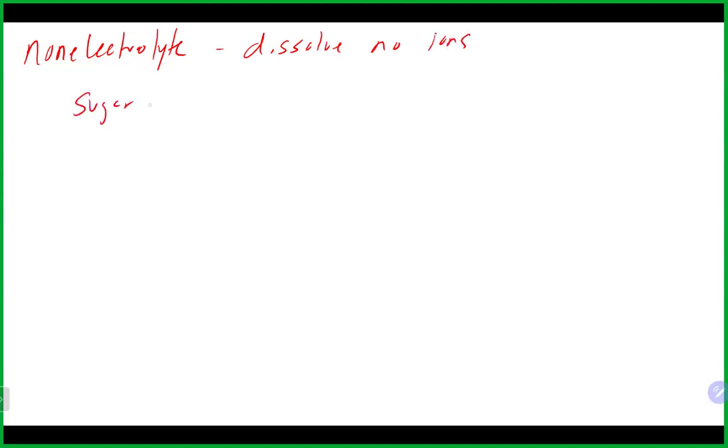A non-electrolyte will be something that will dissolve, but the deal here is you get no ions. So I think sugar is an example of that we use. You can take sugar, it will dissolve in water, and you will get aqueous sugar, but because sugar is basically covalently bonded, it's all carbons, hydrogens, and oxygens, you don't create any ions. And because you don't create any ions, it does not conduct electricity.